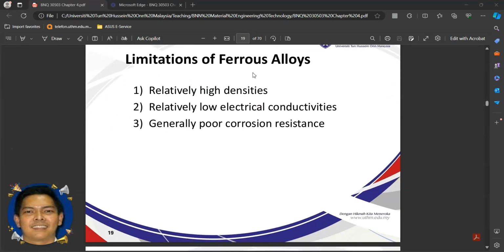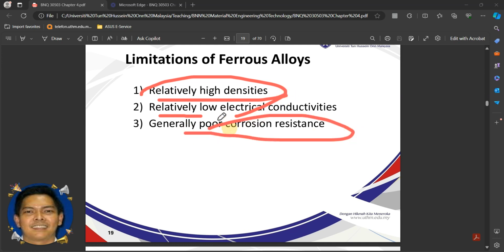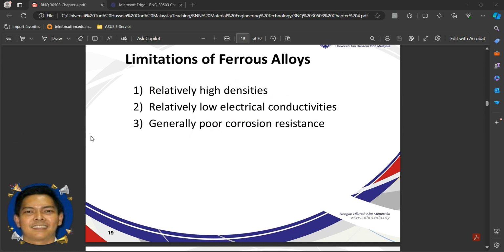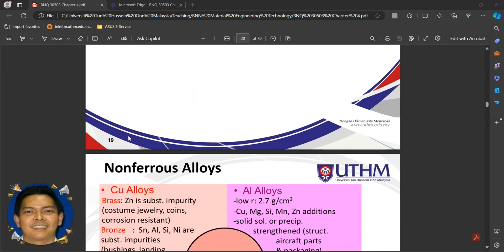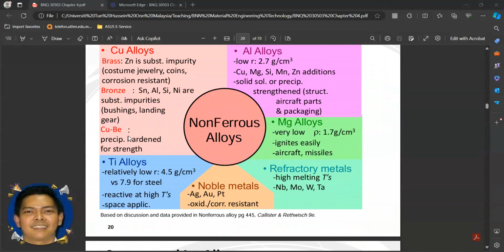Limitation of ferrous iron. Ferrous iron is relatively high in density. Furthermore, it has relatively low electrical conductivity. Generally, it has poor corrosion resistance, meaning that it is more susceptible to corrosion compared to other types of metal alloy.